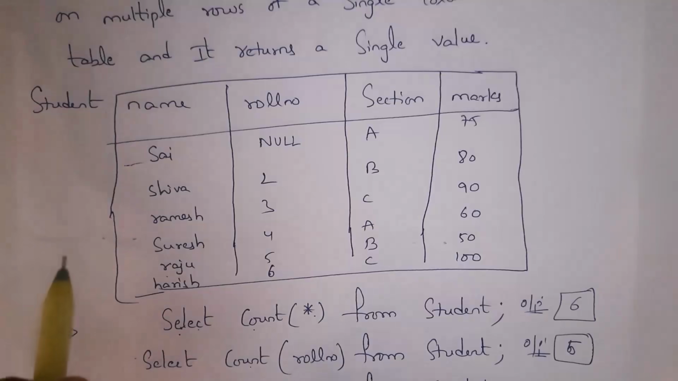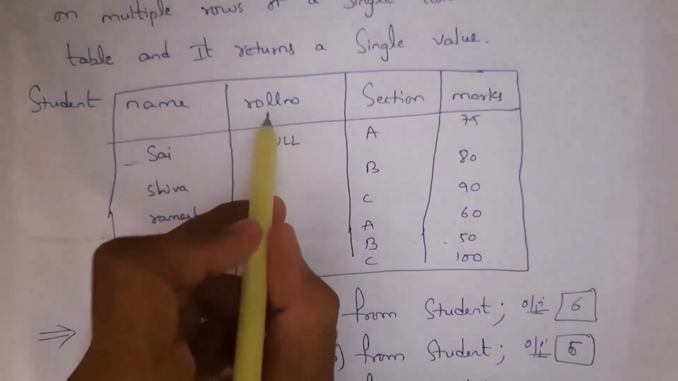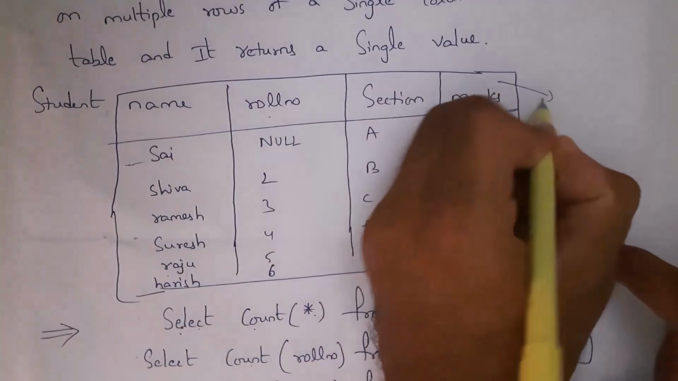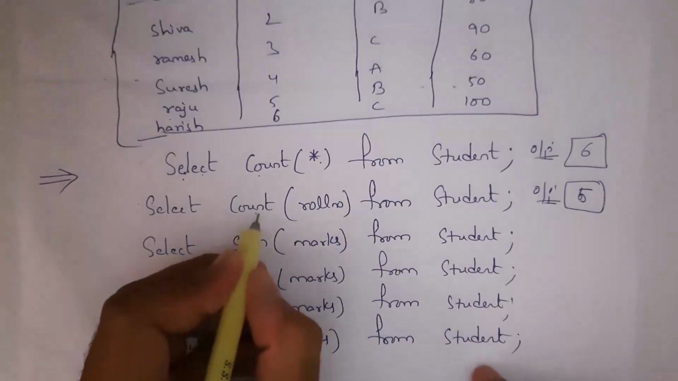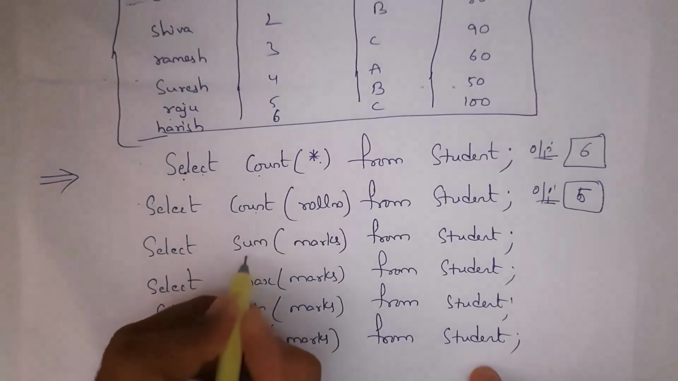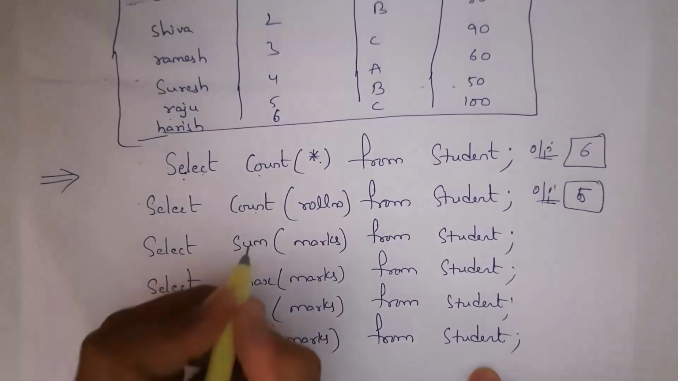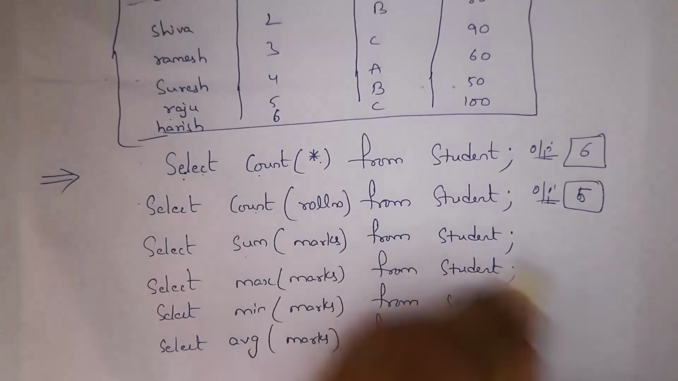There are only two numeric columns in this table: the roll number column and the marks column. So I can apply the sum function only to these columns. For example, I will apply the sum function to the marks column. In place of writing count, I write sum, so I write select sum of marks from the table name, that is student.